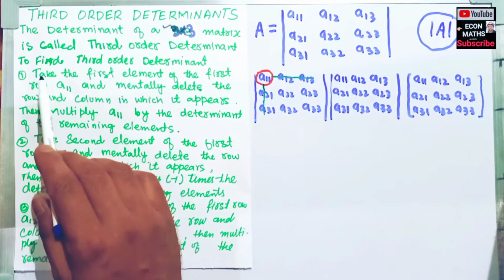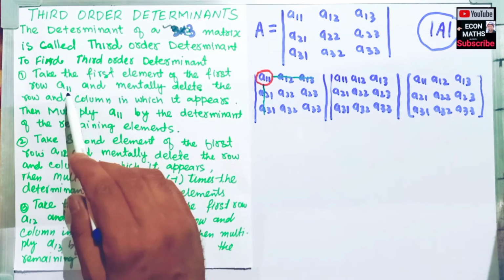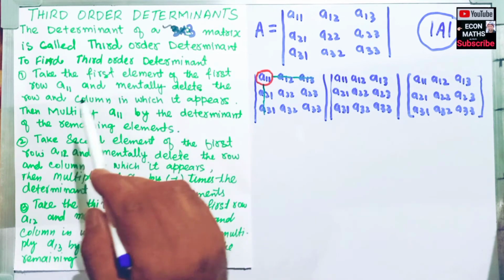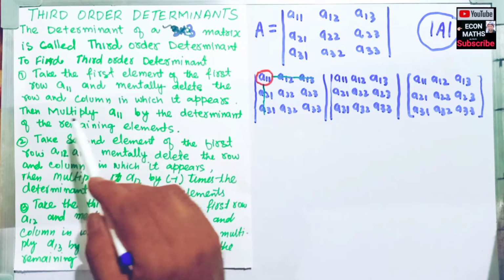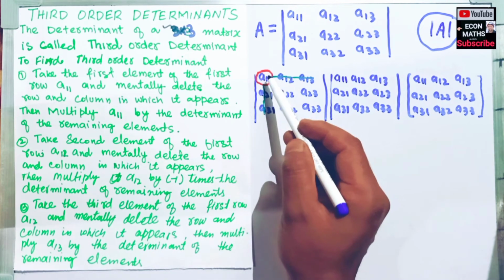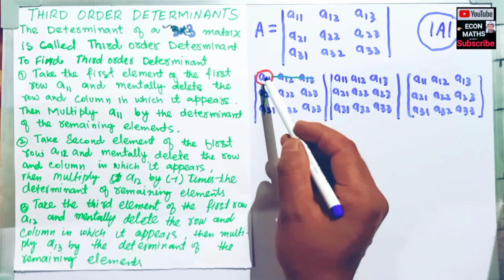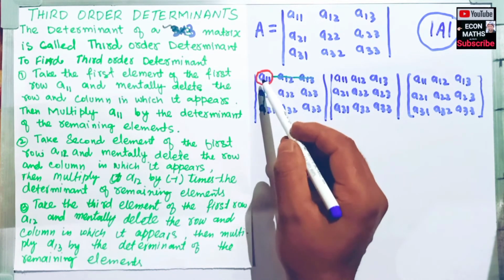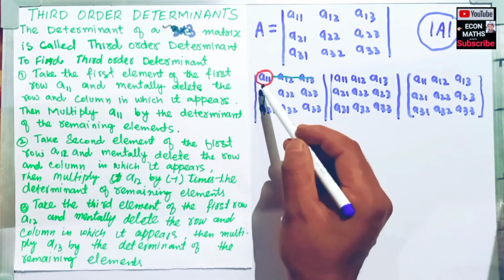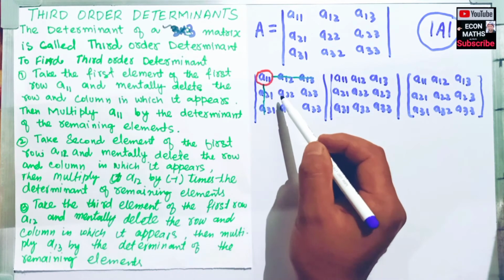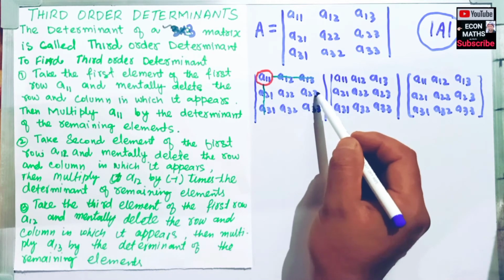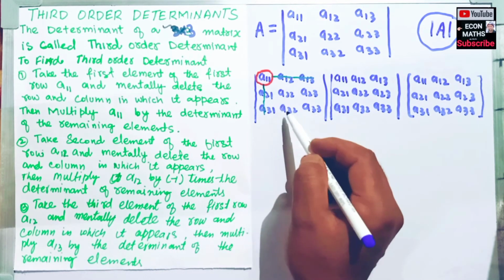Now there are some steps to find the determinant of a 3 by 3 matrix. The first step is to take the first element of the first row, A11, and mentally delete the row and column in which it appears. Then multiply A11 by the determinant of the remaining elements. Here the remaining elements are A22, A23, A32 and A33. So this is a second order determinant.